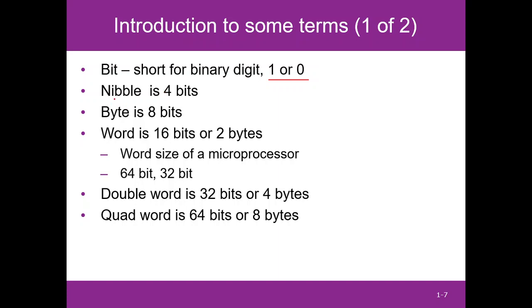Then we have a nibble. A nibble is basically 4 bits. A group of 4 bits can be called a nibble. So it can store more information: 2^4 or 16 values. Then you know what a byte is. A byte is basically 8 bits.